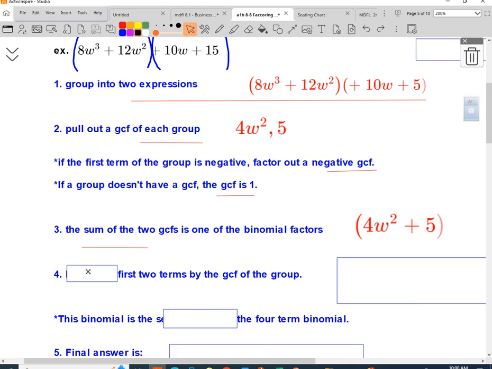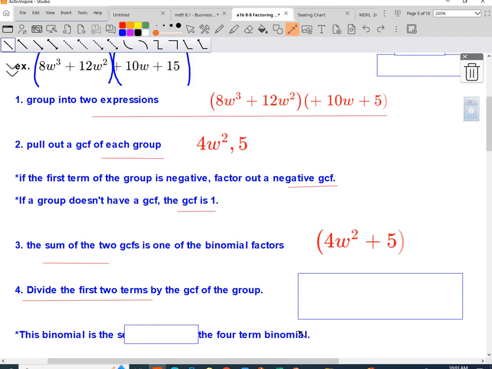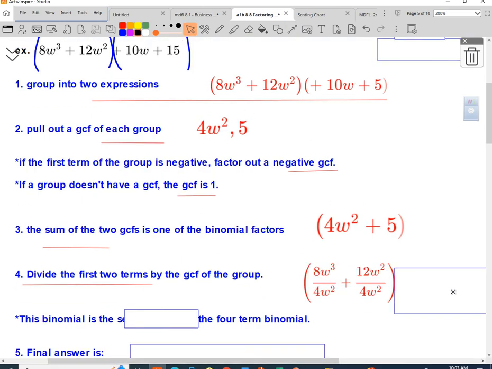We're going to divide the first two terms by the greatest common factor of that group. So the greatest common factor of the first group is going to be the first GCF, right? So we're going to take that first group, 8w cubed plus 12w squared, and we're going to divide it by the greatest common factor. Let me know if that makes sense or doesn't. Let me know if that doesn't make sense to you. I'll try to explain it a different way.